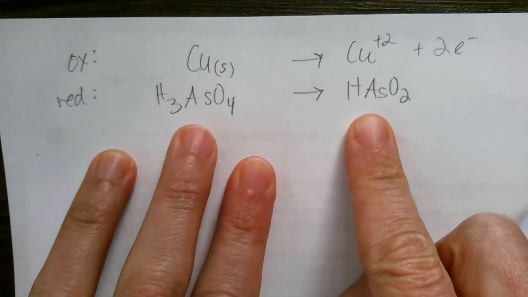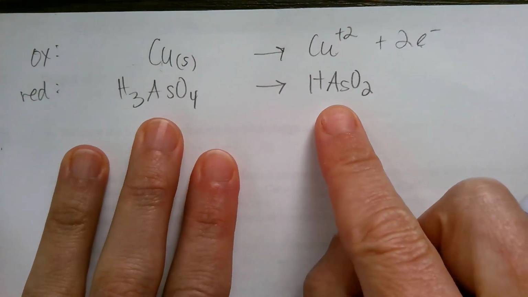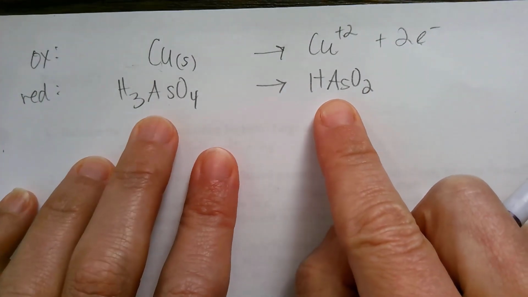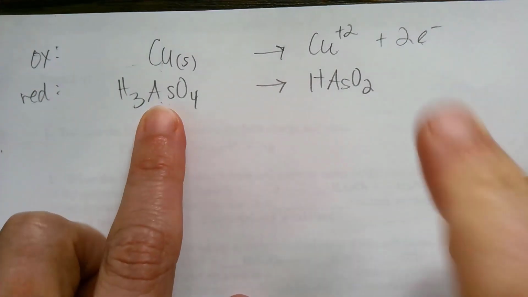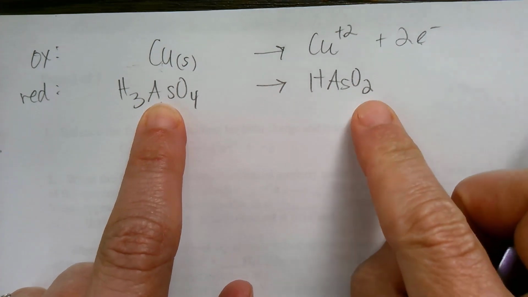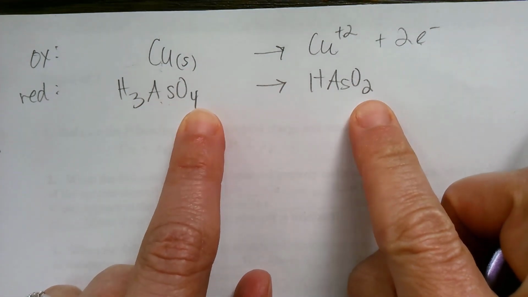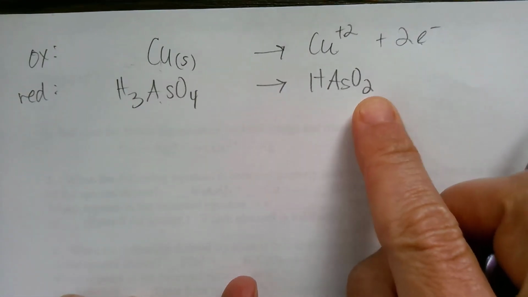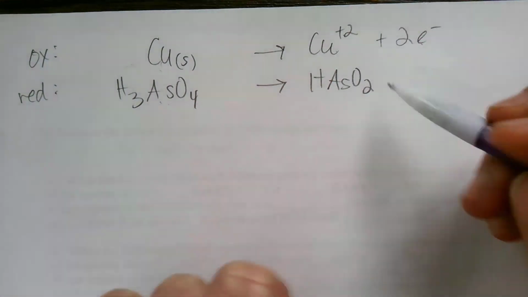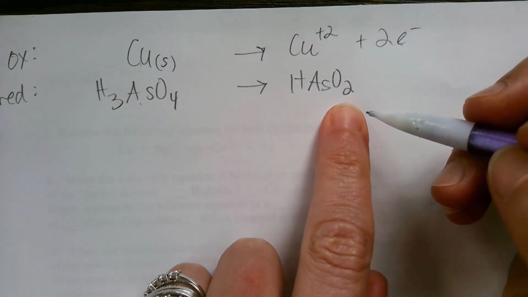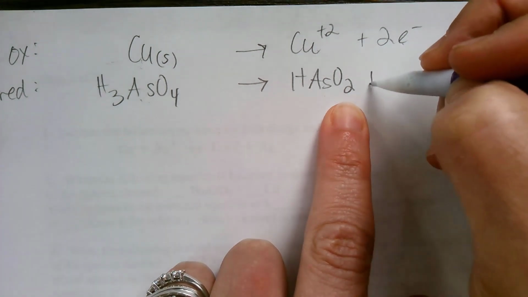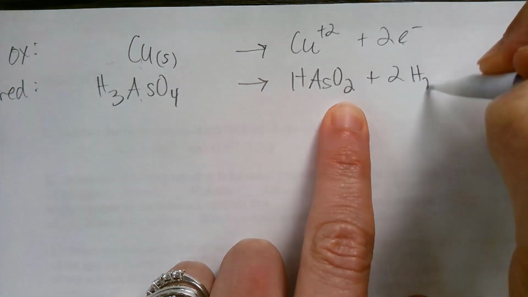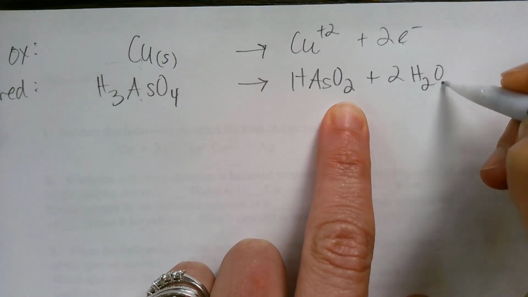Now my reduction, I don't have a charge that I have to worry about, but I do have to balance my As and my As. Okay, they're good. I need more oxygens on the right. Notice I have 2 O's on the right and there's 4 O's on the left. So remember our rule. To balance oxygens, we need to add water. So on the right, I need 2 waters because I need 2 more O's.